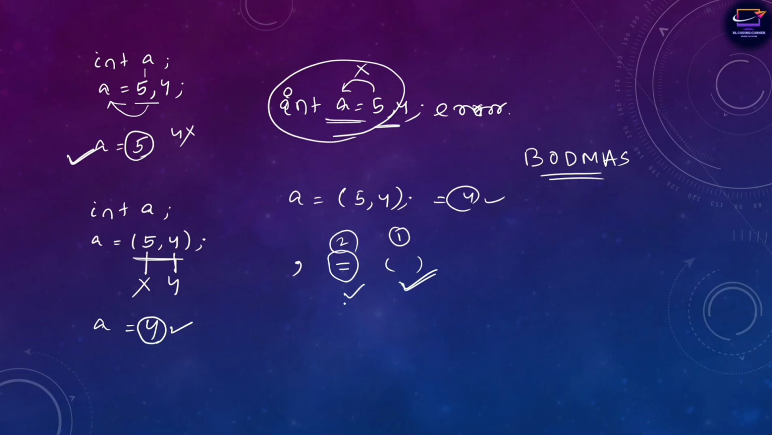Parenthesis will be evaluated first, right? Then the assignment operator is evaluated second, and last the comma operator is evaluated third. Okay, so within any expression we have to calculate first the parenthesis, we have to evaluate the parenthesis, then the assignment, and then the comma, right?